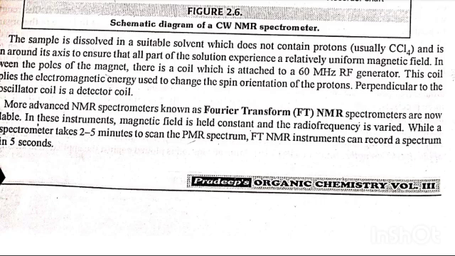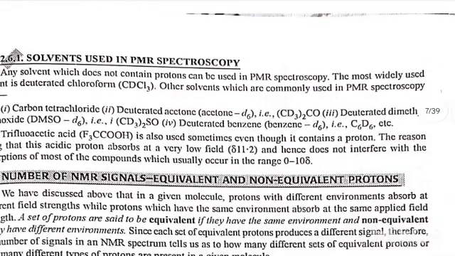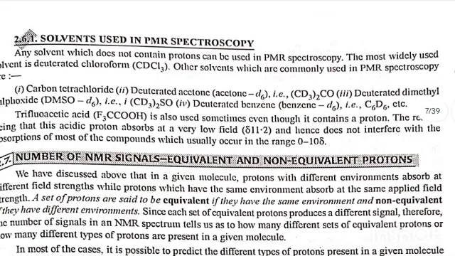More advanced NMR spectrometers known as Fourier transform NMR spectrometers are now available. In these instruments, the magnetic field is held constant and the radio frequency is varied. While a CW spectrometer takes 5 minutes to scan the PMR spectrum, an FT-NMR instrument can record a spectrum within 5 seconds. Solvents used in PMR spectroscopy.